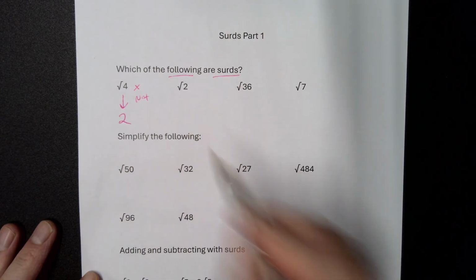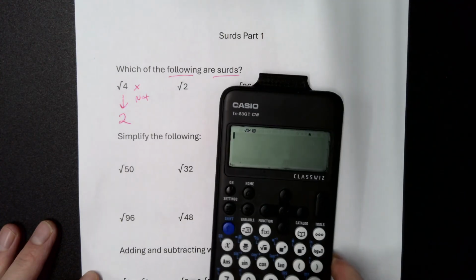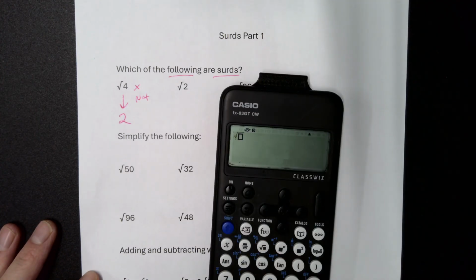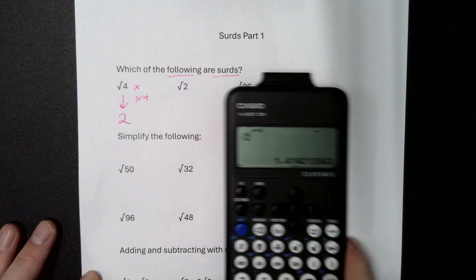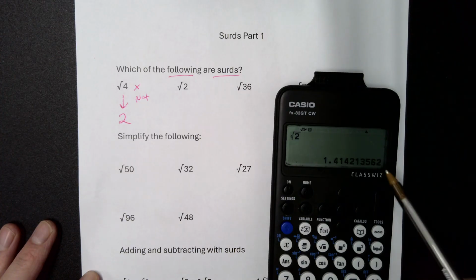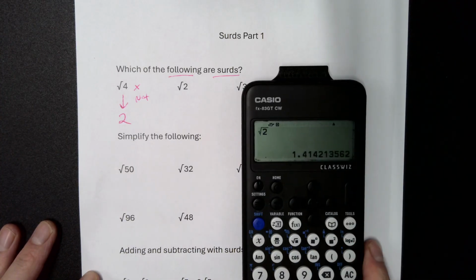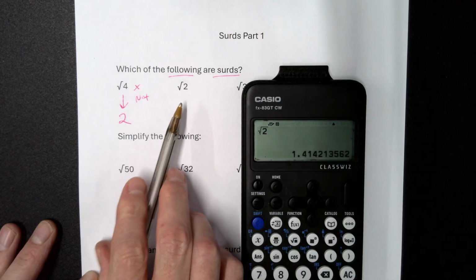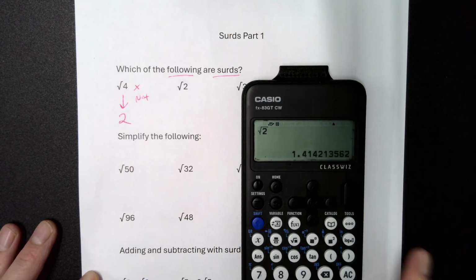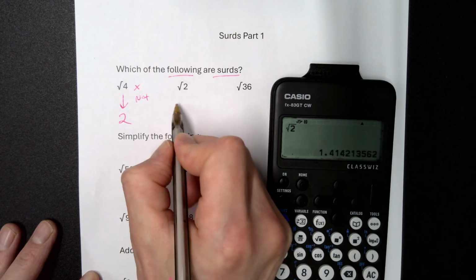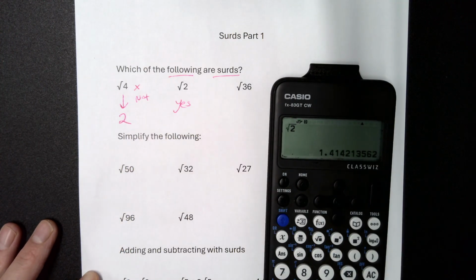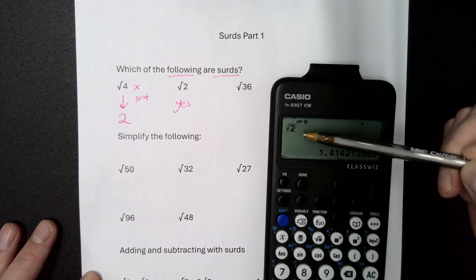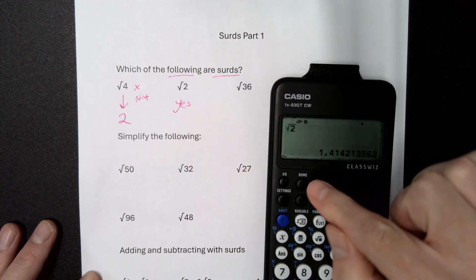Okay, the square root of 2. Now if you use your calculator, we can see that the square root of 2 gives us a long decimal answer. The number keeps going. It's what we call an irrational number, where the numbers keep going and there are no repeated digits each time. That's recurring. So the square root of 2 gives us 1.412, and it keeps going. So we say, yes, this is a surd, and we keep it as the square root of 2. It makes it more accurate than writing the full decimal out.